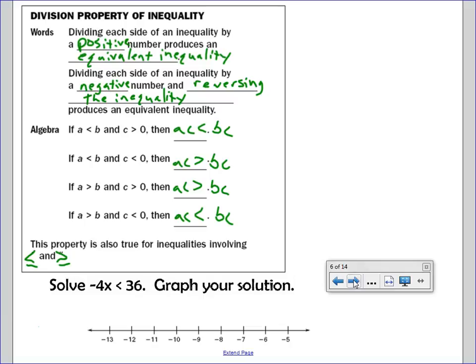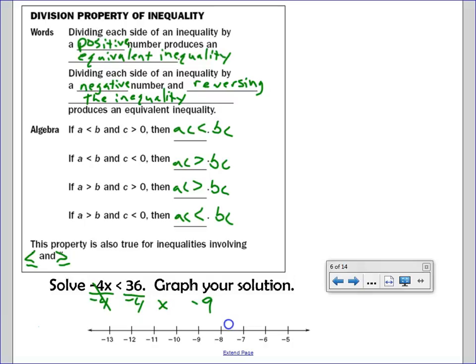Division property of inequality. Once again, there's the notes. You can put those down. We'll apply it in the solution down below. Negative 4x is less than 36. So in order to get x by itself, I divide by negative 4. X is now 36 divided by negative 4, which is negative 9.